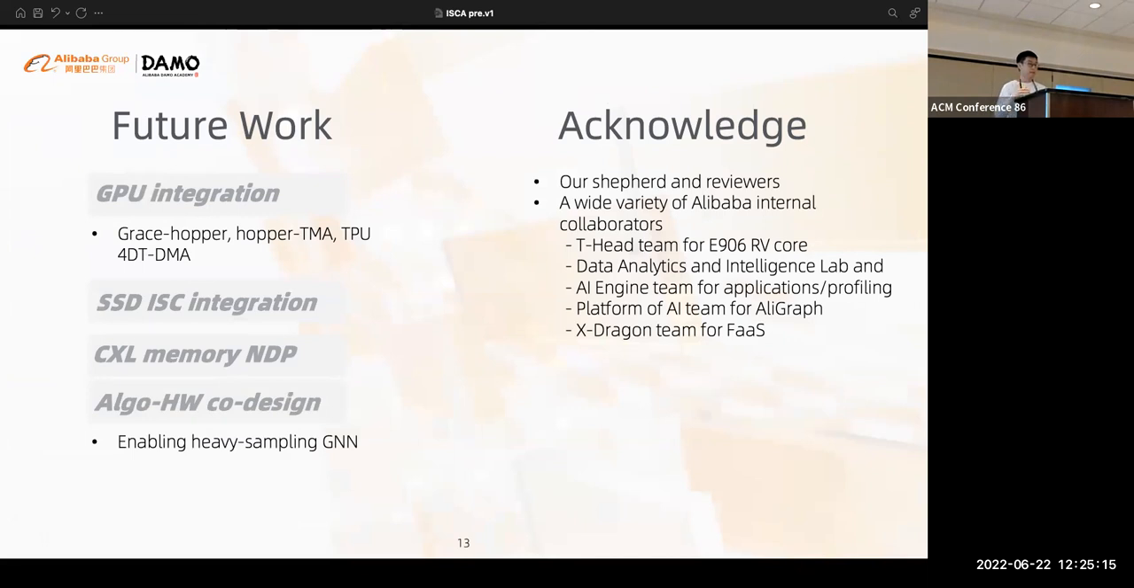And we are happy to see, for example, the first speaker talking about the DMA, integrating that into the CPU, or near storage computing. These are all very interesting areas to explore.